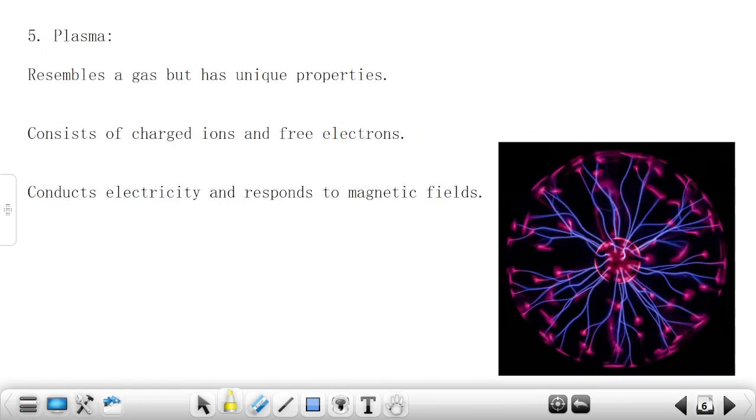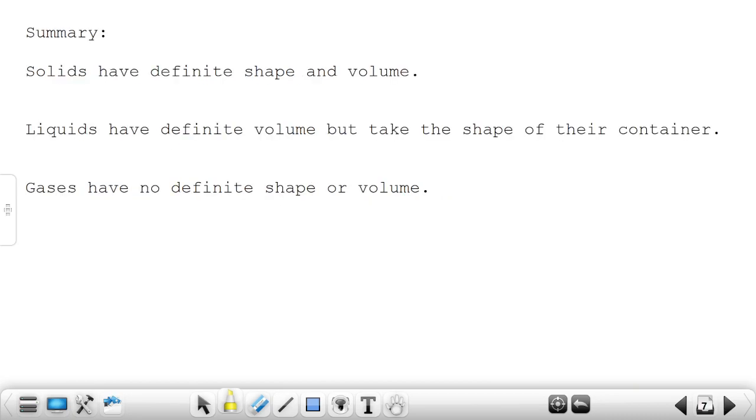Then we've got plasma here. Plasma resembles a gas, but it has some more unique properties. It consists of charged ions and free electrons. It conducts electricity and responds to magnetic fields. You've likely seen a toy, or whatever you'd call it, where you can put your hand on like this sphere and these little bits of plasma are attracted to it. That's a pretty cool demonstration of plasma. Again, fire is also a form of plasma.